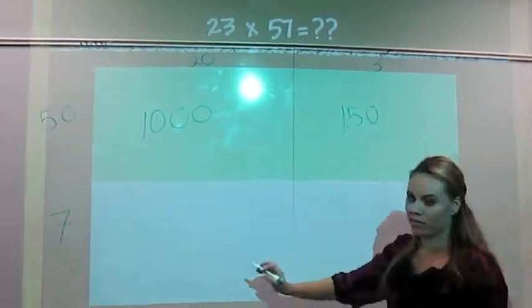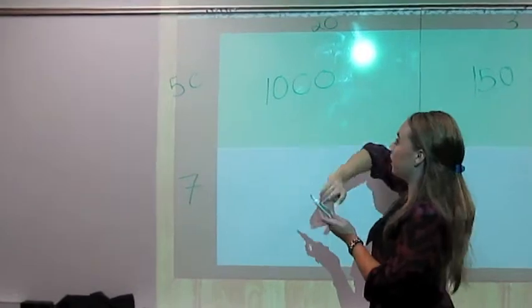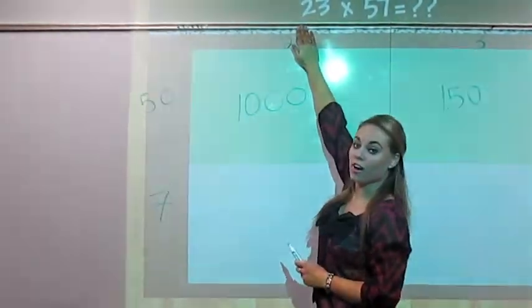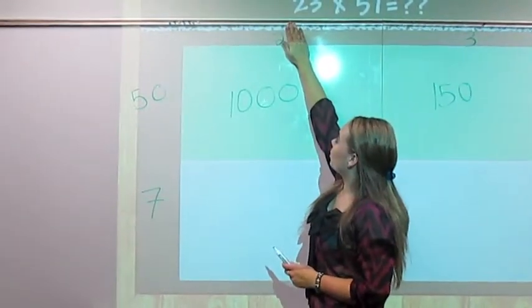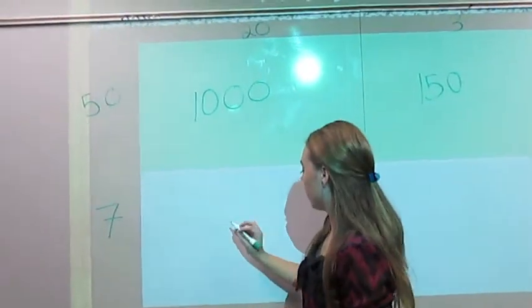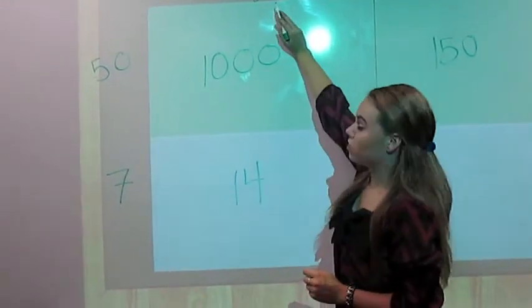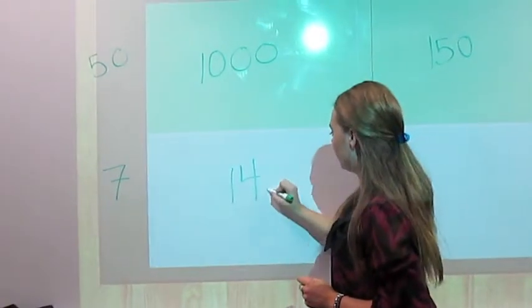Next, we're going to jump down here to our 7. We're going to do 7 times 20. And we have a 0 up here, so we're going to cover it up. We're going to cover our 0, and we're going to do 7 times 2, which gives us 14. We have to bring our 0 back, and we're going to put it right here.